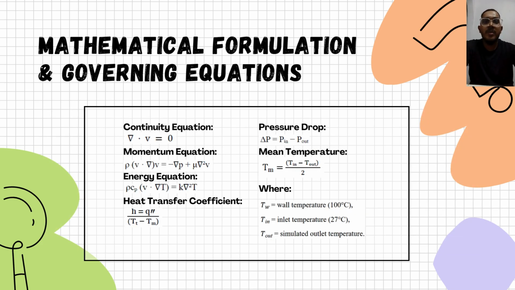Moreover, here's the mathematical formulation and equations. We use the continuity, momentum, and energy equation to model airflow. Key values include heat transfer coefficients, pressure drop, and mean temperature. The outlet temperature is obtained from simulation and used in the temperature difference calculations.